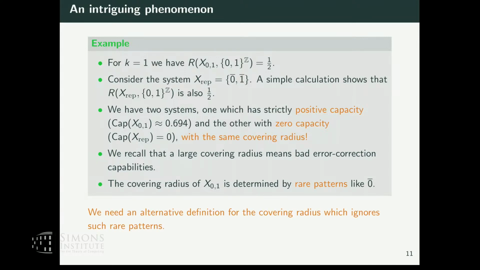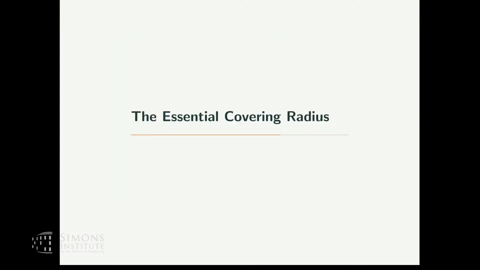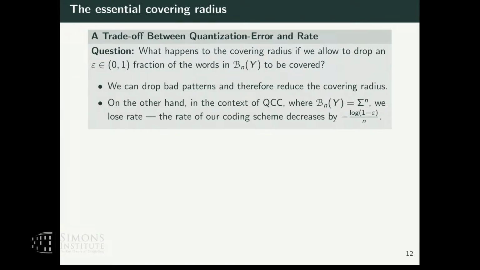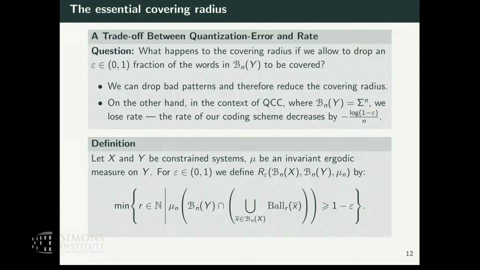Can we do something a little less extreme? The other concept I would like to mention is essential covering radius, which tells us what happens if we allow ourselves to cover maybe a 1 minus epsilon fraction of the space. So I'm giving myself a little bit of leeway here. Then we drop the bad patterns, and we lose a little bit of rate. But we will then take epsilon to 0 mathematically, and that would tell us essentially how much we need if we want to cover almost everything. So that means cover everything, let's say, with probability 1, if you wish.